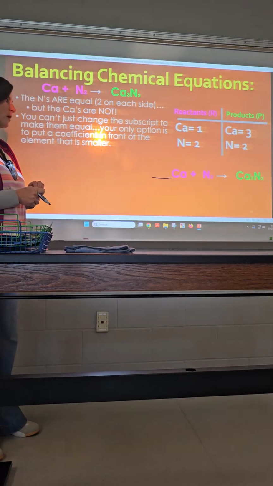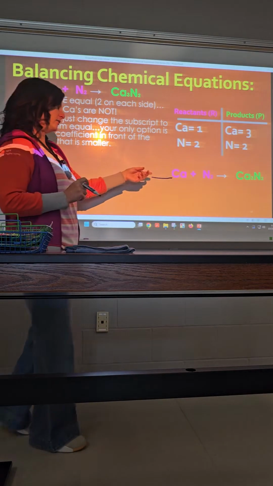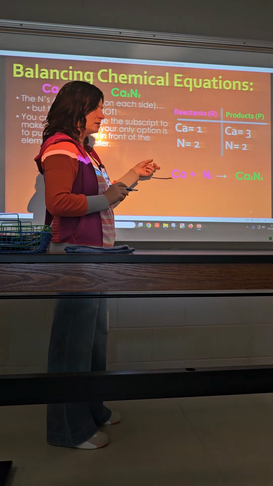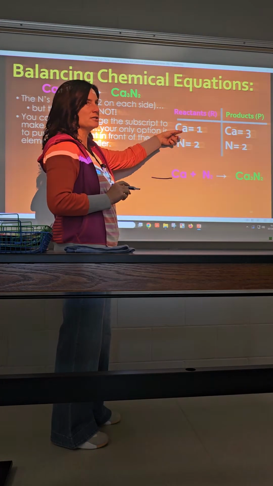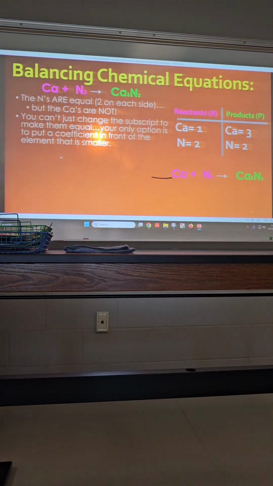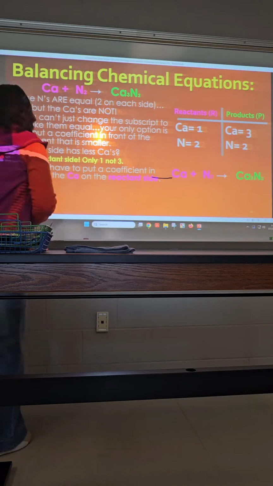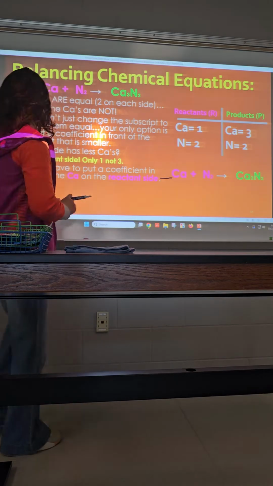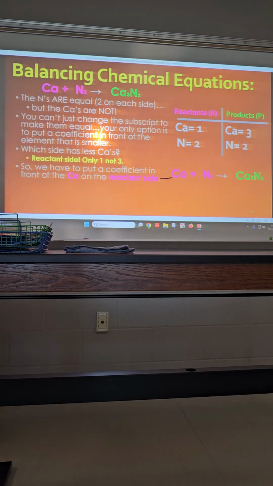So in my mind, that tells me that's my only location. So you might want to draw that in. This is a kind of a good strategy. I know I'm going to put a coefficient. It's going to have to be in front of the calcium, and it's going to have to be on the reactant side. So you just told me the reactant side has only 1, not 3. So we have to put a coefficient in front of the Ca on that reactant side, which is why I drew my line where I did.